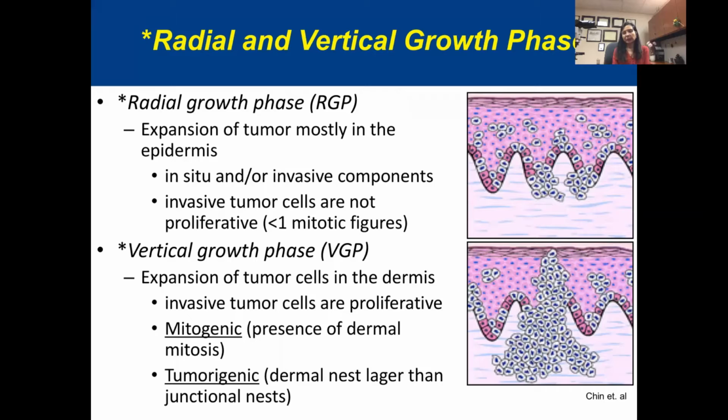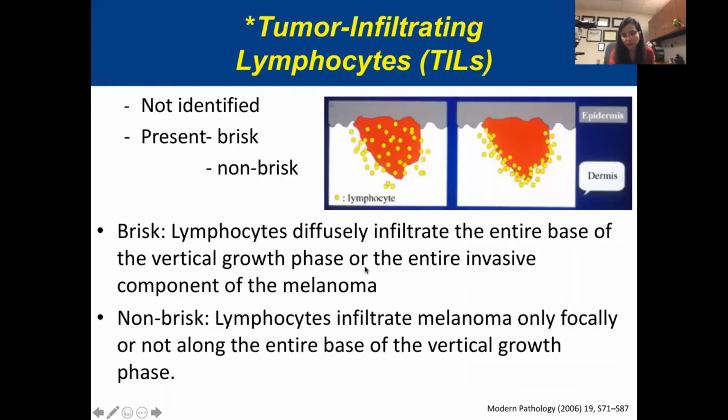Radial growth phase is basically expansion of the tumor mostly in the epidermis, the in situ component. On the other hand, vertical growth phase is for the invasive component. For vertical growth phase, it can be qualified as mitogenic or tumorigenic or both. Mitogenic means if you have any mitotic activity in the dermal melanocytes, that qualifies as positive vertical growth phase. And tumorigenic means if you have any nest of dermal melanoma cells that is larger than the junctional melanocytic nests, that will be tumorigenic positivity. So either one of these or both qualify for vertical growth phase.